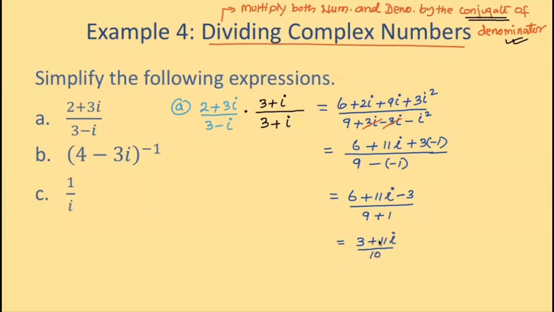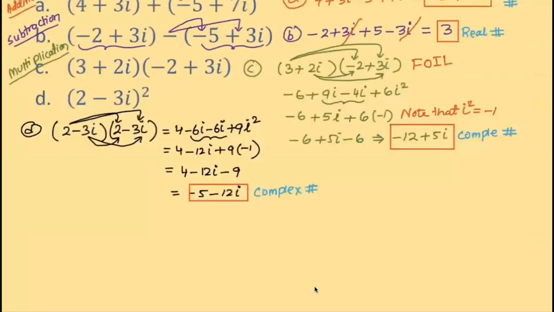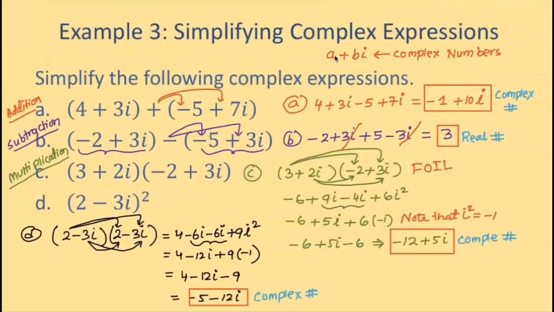So we get 3 plus 11i over 10. That is my answer, but not the final answer, because the way we write the complex number, we write it in this form. It should be a plus bi form, okay?